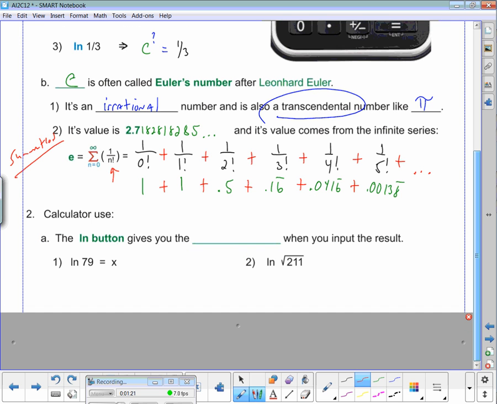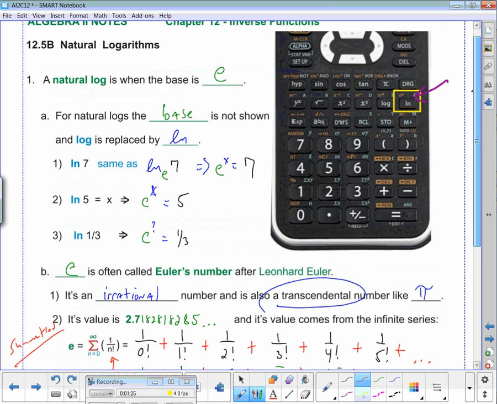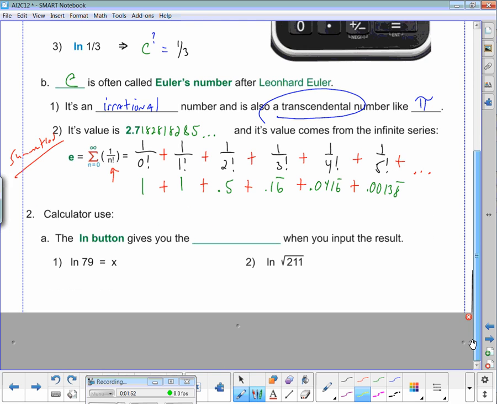Calculator use, pretty simplistic, right? If you look back at your calculator, you're going to have somewhere a natural log button and an e to the x button. Grab your calculators out. Just make sure you find your e button. It should be close to your other log button. Normally they're grouped together. If you found your regular log button, then you should be able to see where your natural log button is.